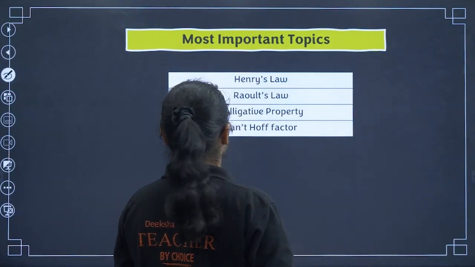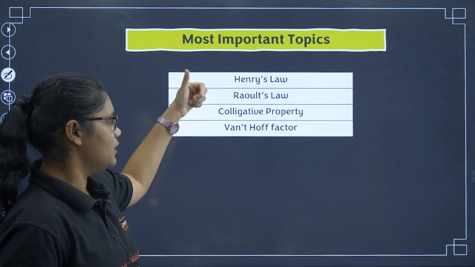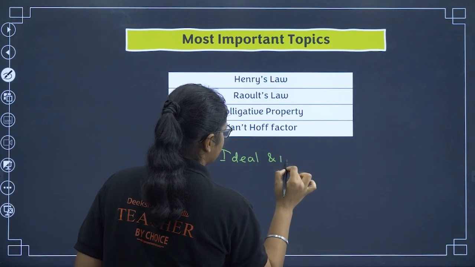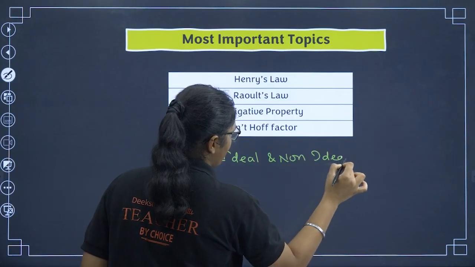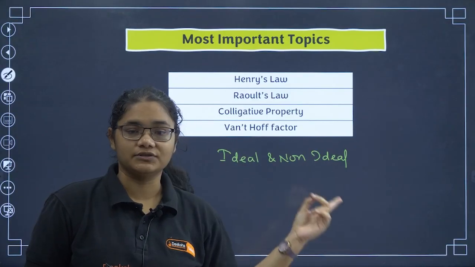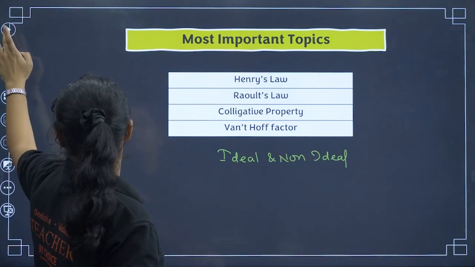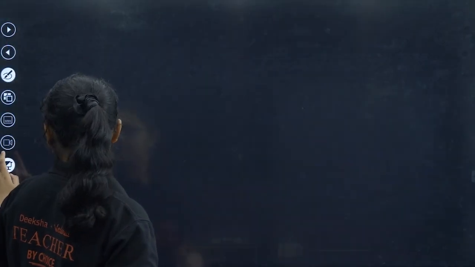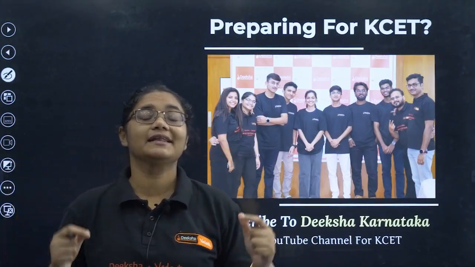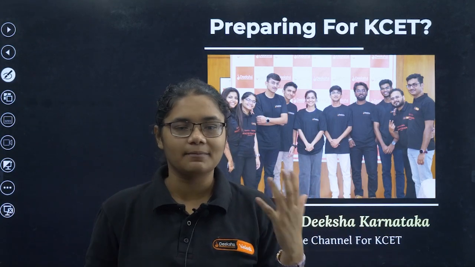Now I'll tell you the most important topics that you must revise from this chapter: Henry's law, Raoult's law, first of all colligative properties, and ideal and non-ideal solutions. All the examples, graphs, positive deviation, negative deviation, azeotropes, everything you have to study. Revise these topics, then definitely you will be ready to get 70 out of 70 in the midterm chapter solutions. So overall this is all about this particular chapter.